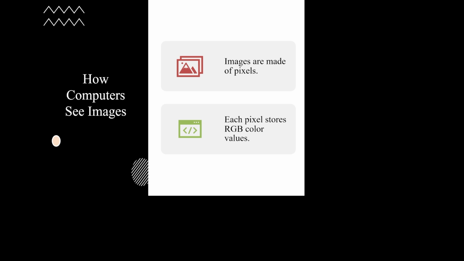Now let's understand how computers see images. For humans, an image looks smooth and natural. But to a computer, an image is just a grid of tiny squares called pixels. Each pixel stores information using RGB. RGB is nothing but red, green and blue values. Millions of these pixels together form a complex image. We'll see all these things in later tutorials.